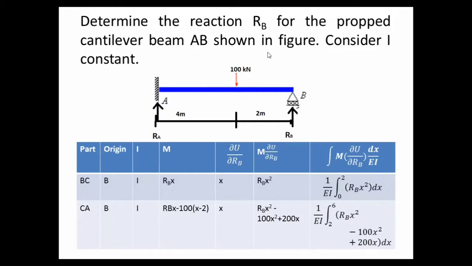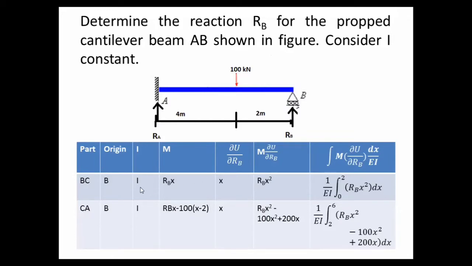So I will divide the given beam into two parts. If you see the table, there are two parts. One is the BC part, another is the CA part. B to C is from support B up to the 100 kilonewton load, and CA is from the 100 kilonewton load to A. Is this clear, friends? Yes, sir. Now I have taken the origin as support B for both the parts.